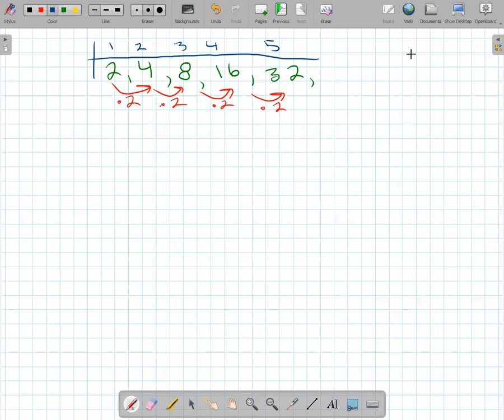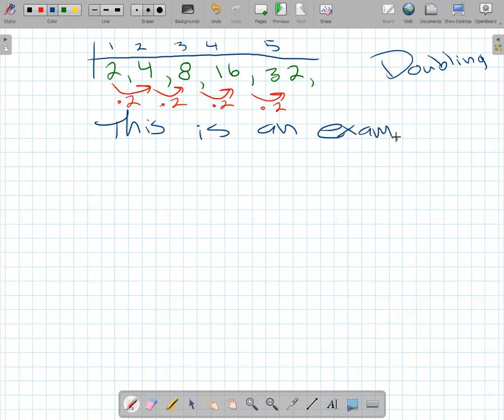This type of pattern here of doubling more generally is called a geometric sequence of numbers. So this is an example of a geometric sequence of numbers.